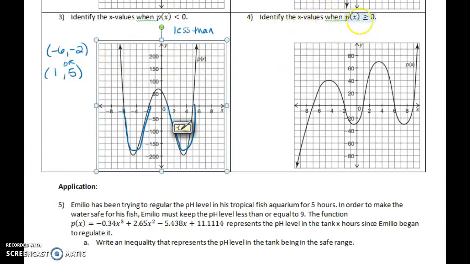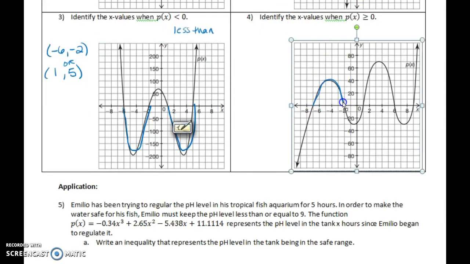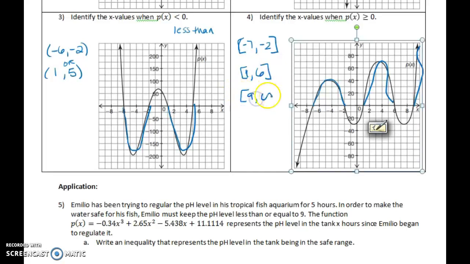The opposite of that is, where is my graph greater than or equal to 0? Obviously, there are a few spots where it's greater than or equal to 0. And again, you're just identifying those x-intercepts, so related to your factoring and everything before. Negative 7, now this one gets a bracket. Negative 7 to negative 2 with a bracket because it's equal to, a positive 1 to a positive 6 with brackets, and then a positive 9, and forever to the right, we keep making profits, so we're above 0.